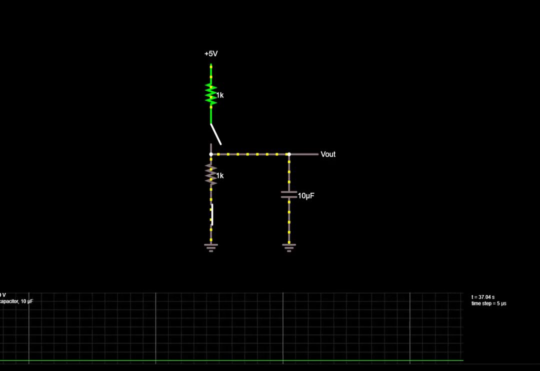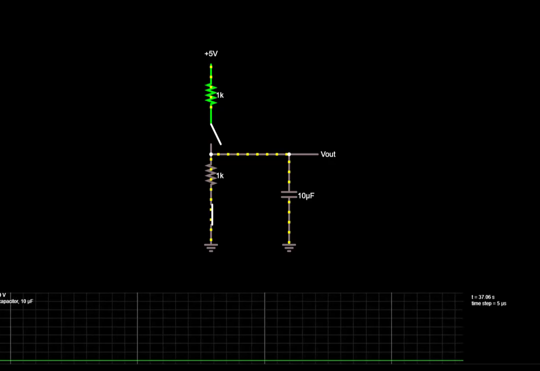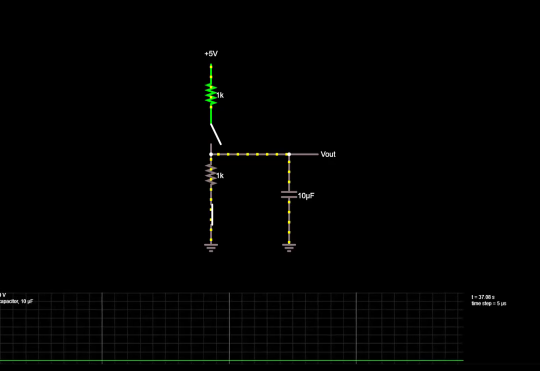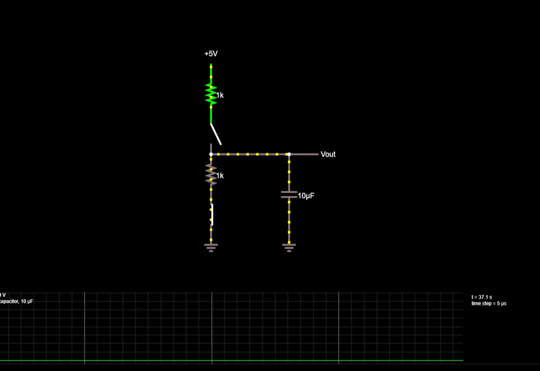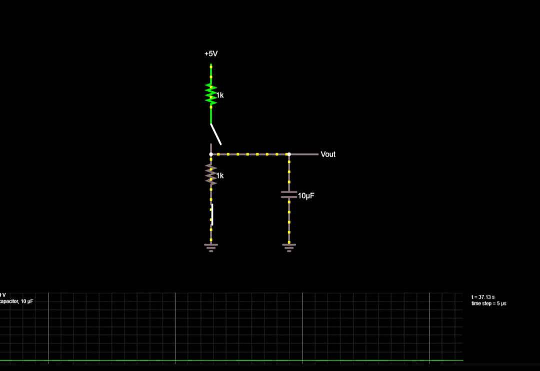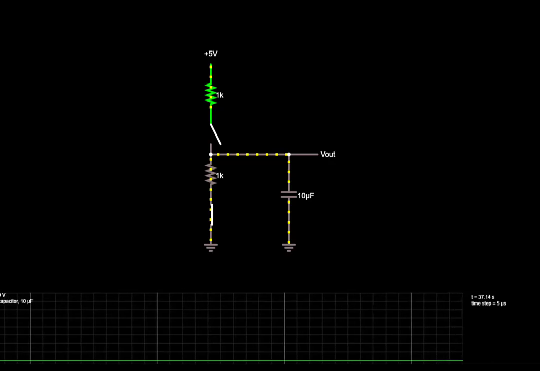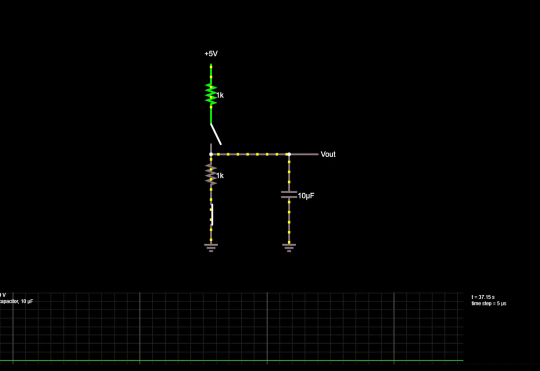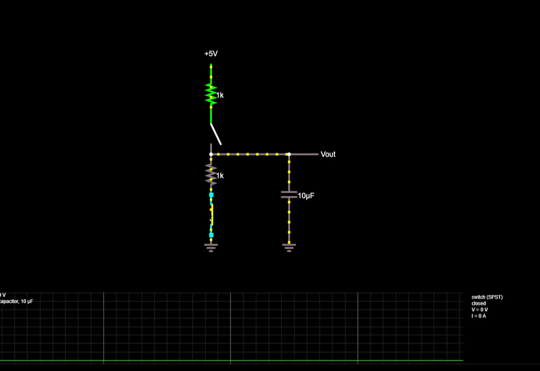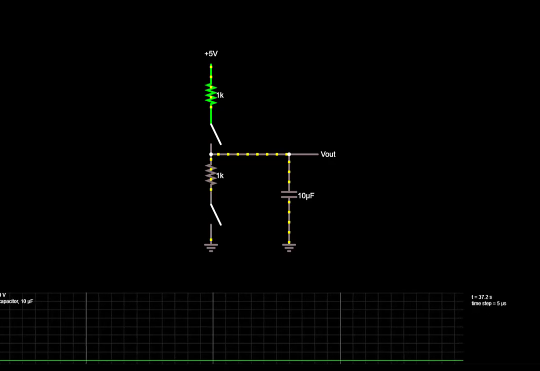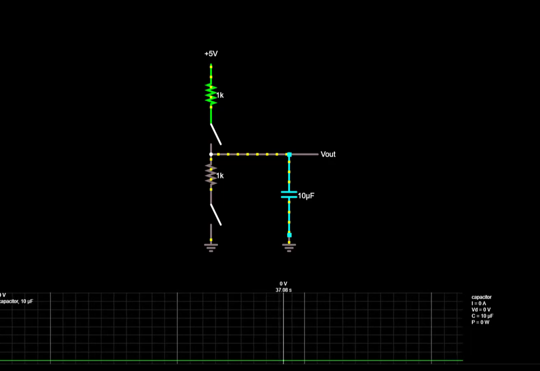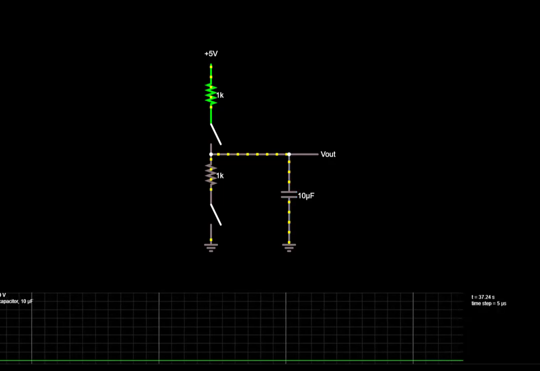So here we have a circuit that has a 10 microfarad capacitor connected through a couple of switches and resistors to the power supply and ground. We have one switch connected to a 1K resistor up to the positive supply, and another switch that connects the top plate of the capacitor through a 1K resistor to ground. This bottom switch is initially closed, so the capacitor is discharged.